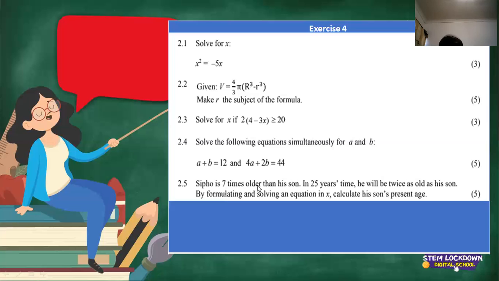Sipho is 7 times older than his son. In 25 years' time, he will be twice as old as his son. By formulating and solving an equation in x, calculate the son's present age.